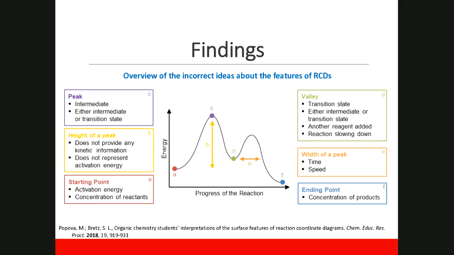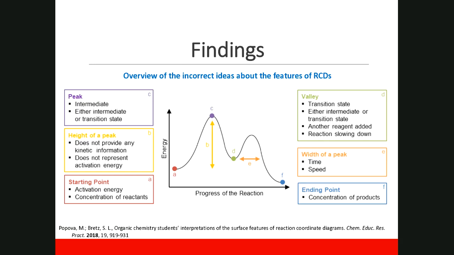That was a little bit surprising, especially because when it comes to looking at the axis of the reaction coordinate diagrams that were in front of them, the axis do not say concentration. Then when moving on to the peak, a lot of students attributed intermediate to the peak, and some students were debating between intermediate or transition state, and they couldn't come to a final decision there.